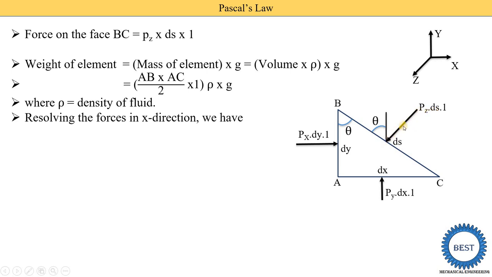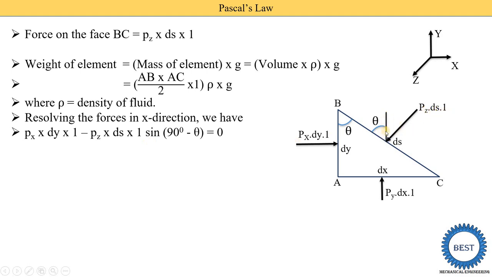It is in inclined directions. So this inclined direction can be converted into horizontal as well as vertical directions. So the first force is px into dy into 1. And what is the horizontal component of this pz ds into 1?